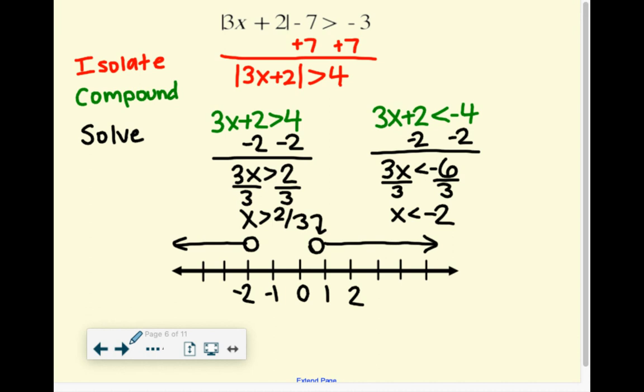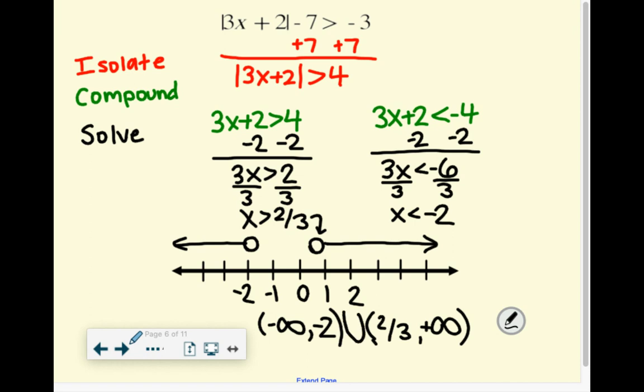Then, last but not least, my interval notation goes from negative infinity on the left all the way up to -2. And then I'm going to put a parentheses around that because it's open. And then it starts again at, oh, sorry, not 1, 2/3, and goes to positive infinity. You do not have to write the plus on that infinity. You do need to write a u to combine them in between.